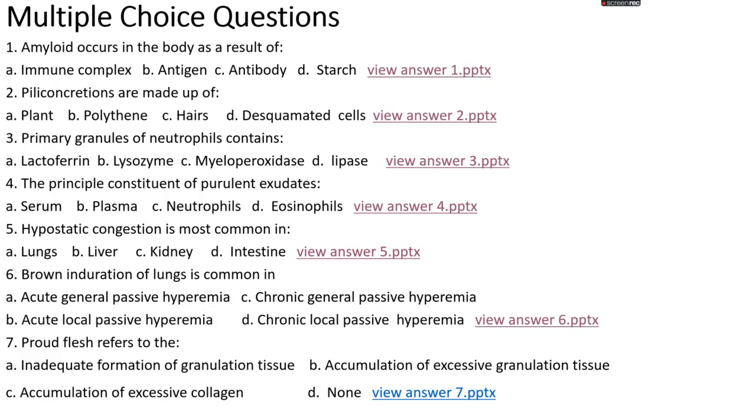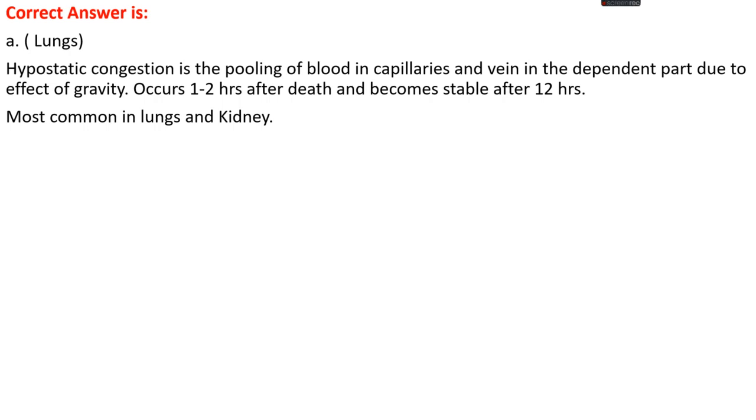Question number 5. Hypostatic congestion is most common in option A lungs, option B liver, option C kidney, option D intestine. The right answer is option A, that is lung. Hypostatic congestion is the pooling of blood in capillaries and veins, actually in the dependent part of the body due to the effect of gravity. It mainly occurs 1 to 2 hours after death and becomes stable after 12 hours, and it is more common in dependent parts like lungs and kidney.